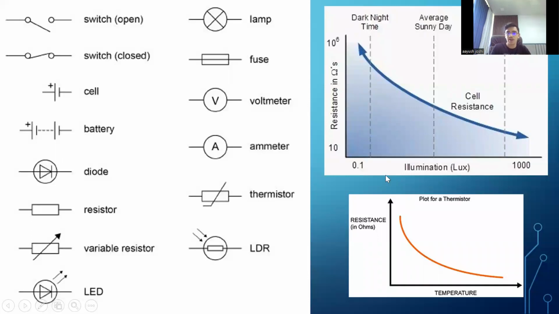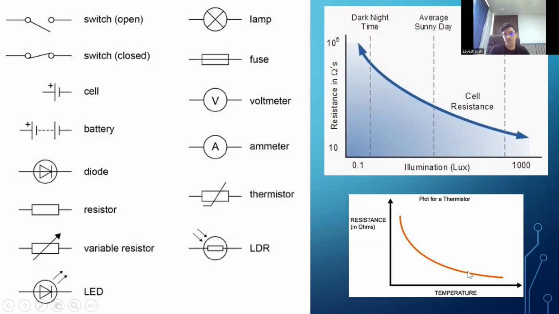When there's very little light, you have a very high resistance. So during the night time, if you have an LDR, which is the light dependent resistor, its resistance will be very high. So if you want something to work very slowly or with less power during the night, or put it in a power saving mode, you make the light much less so that the resistance becomes very high and the current flowing through is very little.